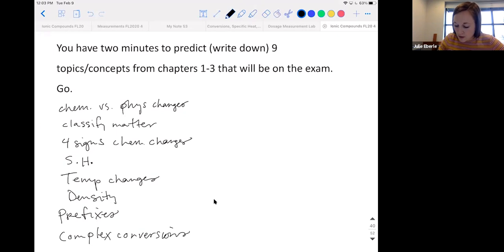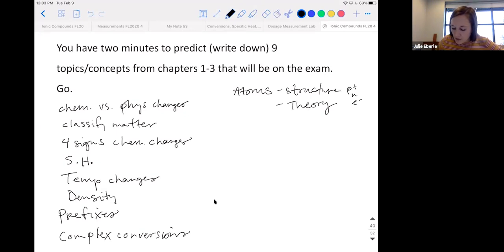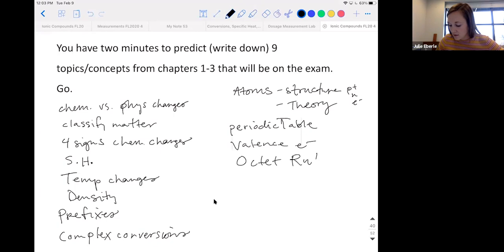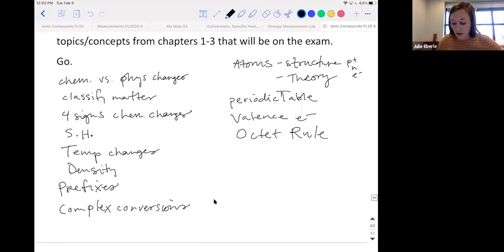Okay. Chapter 2, we talked about atoms, their structure, and we talked about theory of atoms. Dalton's atomic theory, right? Structure is subatomic particles, protons, neutrons, electrons, and how those are arranged in an atom. Okay, what else did we talk about? We talked about the periodic table. How it's arranged, how it's ordered, how to count valence electrons, right? Main groups versus transition metals, so on and so forth. Octet rule was one of those things. We actually got to this for chapter 3. So I think we've hit 9 or more. We haven't even got to chapter 3, which is ions and compounds.